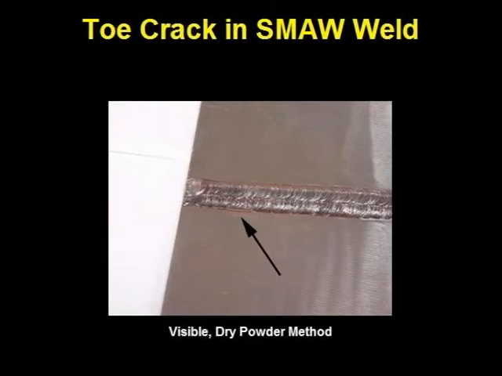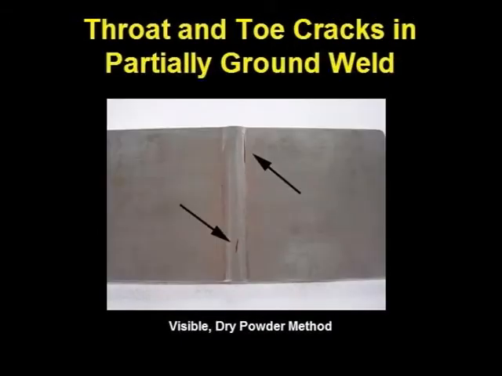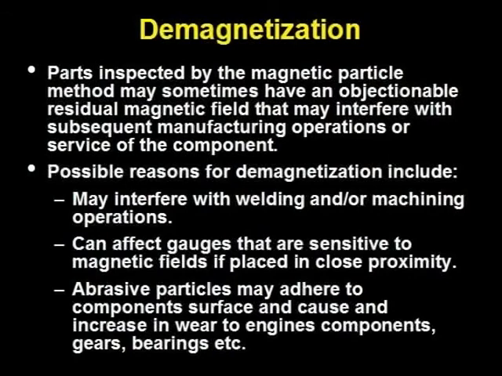This photograph shows another crack using visible dry particles. The throat and toe cracks in a partially ground weld were detected using visible dry particles. Unlike penetrant inspection, the defects do not necessarily need to be surface connected. Defects near the surface may also cause flux leakage and thus be detectable. The indications will be a little less sharply defined, however.